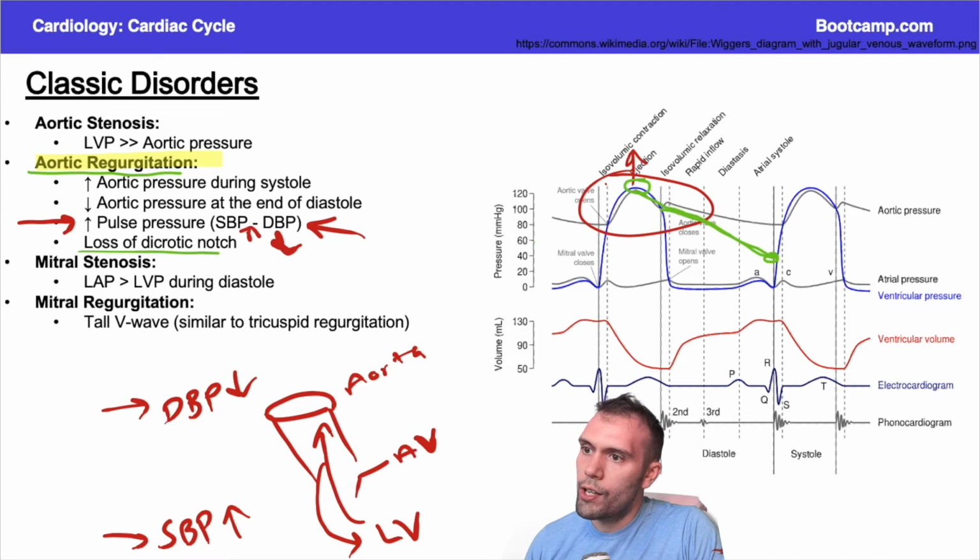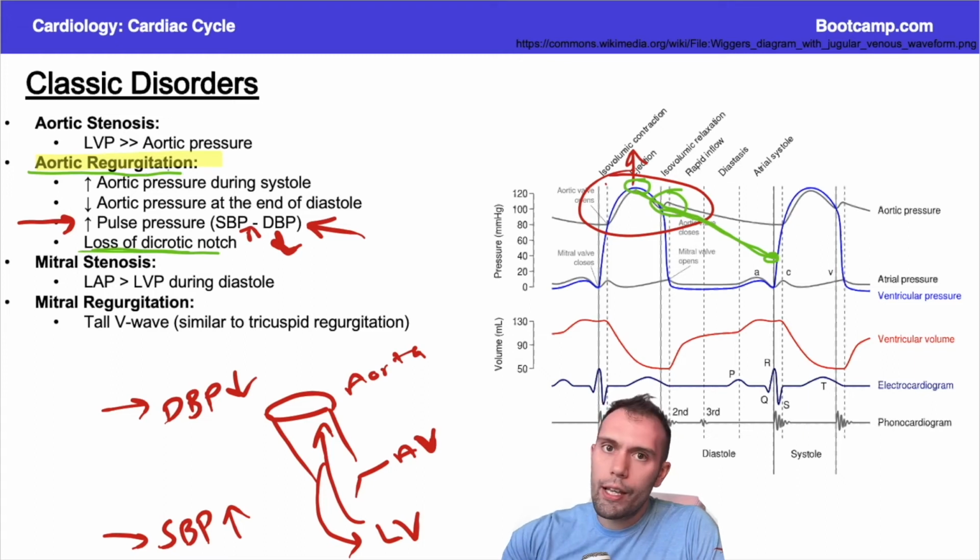And you'll also notice usually you won't see this dicrotic notch anymore that we talked about. When you lose the dicrotic notch, that's very classic for aortic regurgitation. Remember that the whole purpose of that notch is when you close the aortic valve, you get kind of a backflow of pressure. But if you're not really closing the valve because you have regurgitation, you're not going to get that notch.